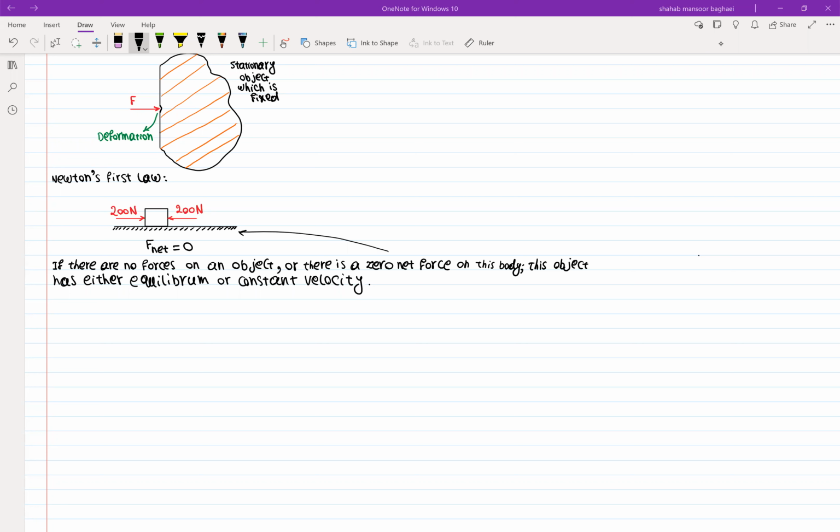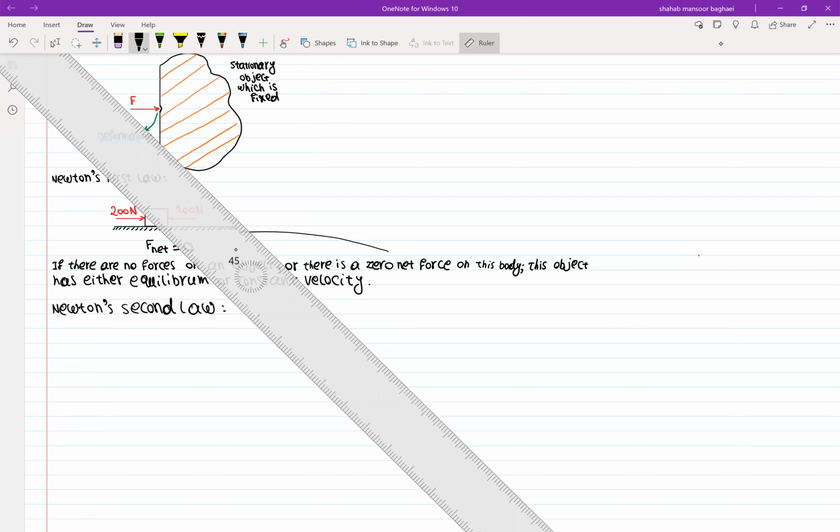Newton's second law. Pay attention, please. It's so important, and we need it frequently for this course, Newton's second law. And it's so important in classical physics. What's it about? Look at this figure.